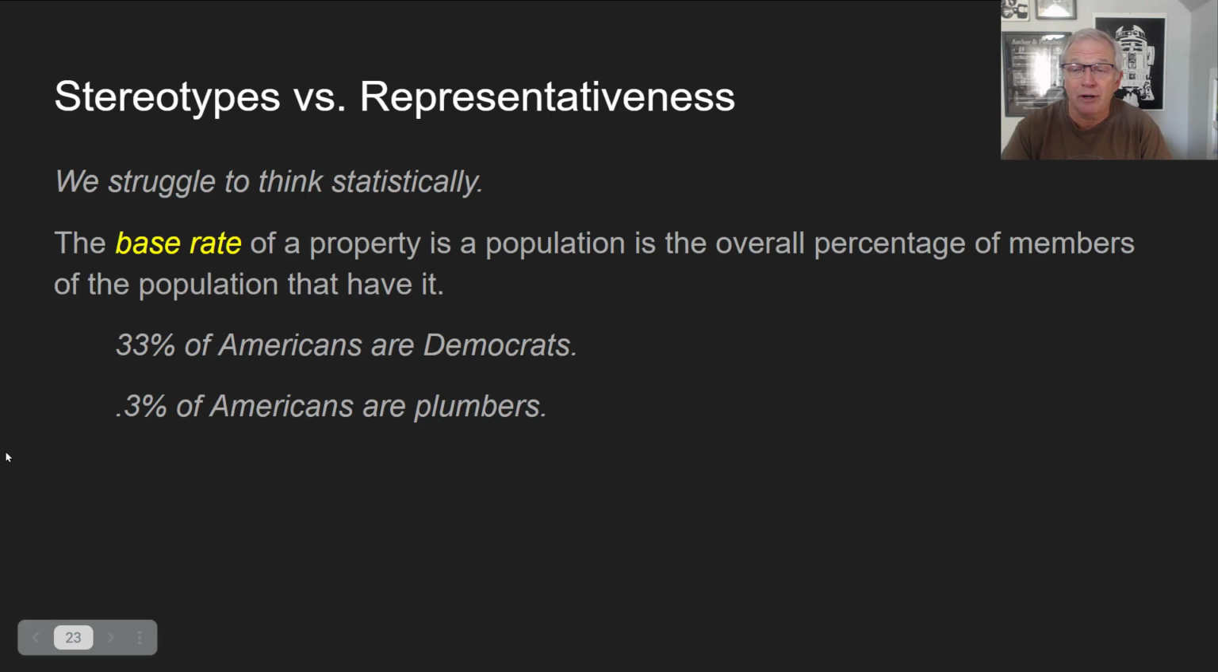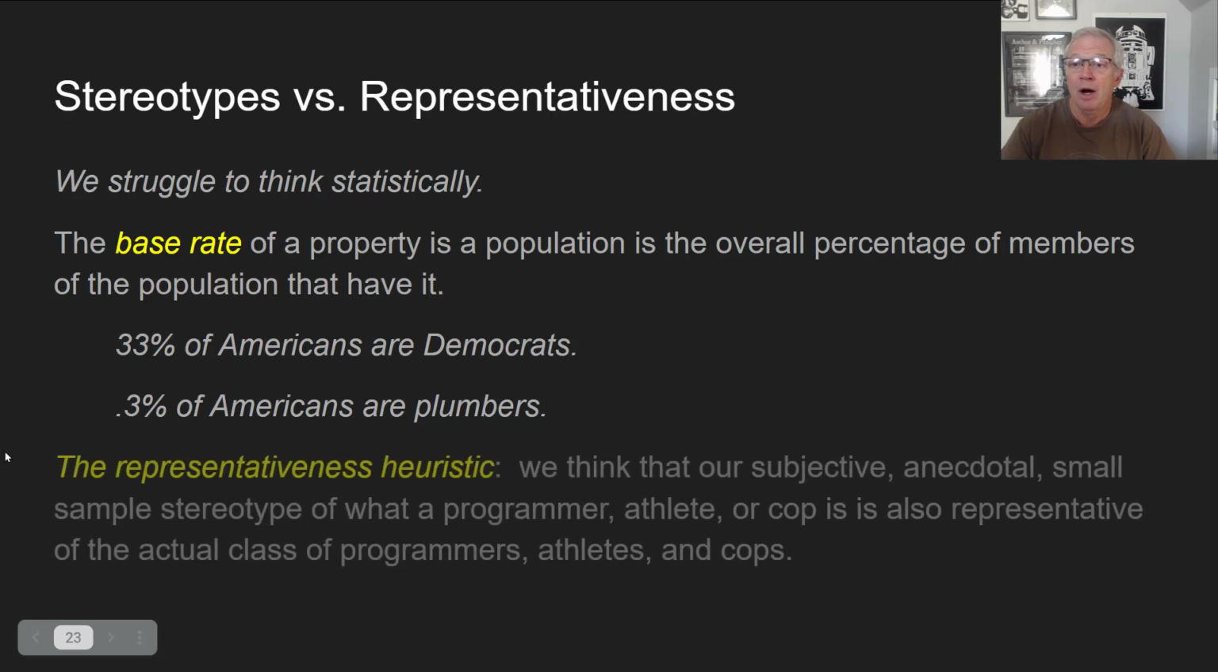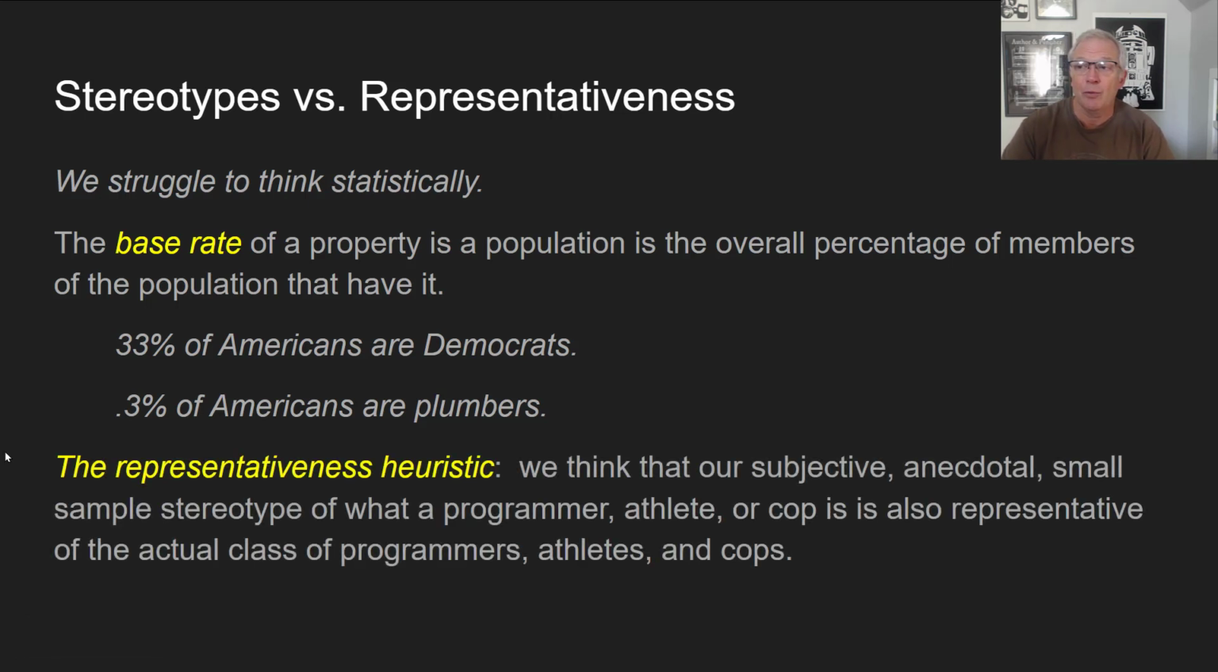So base rates are hard to figure out, they're hard to gather, and it's always good to go look them up. One of the background lessons we're getting from Kahneman here is that we're trying to train our non-regressive and non-representative intuitions to be more in line with actual statistics. The representativeness heuristic then is a way of thinking about the mistake that we typically make.